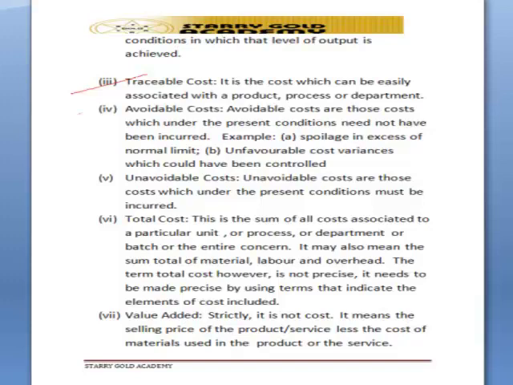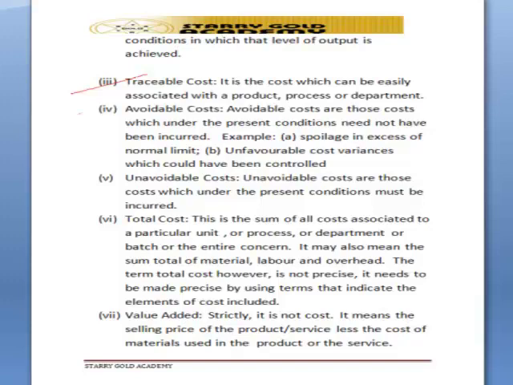Remember we also have avoidable cost. That is cost that you can refuse to incur based on your decision. If you remember, we said all variable costs are controllable, and because they are controllable, they are also avoidable. So avoidable costs are those costs which under the present condition need not have been incurred. For instance, spoilage in excess of normal limit, and cost variances which could have been controlled. We call them avoidable cost.